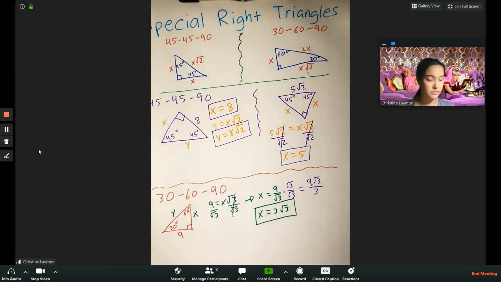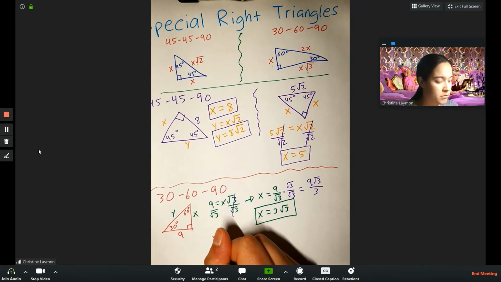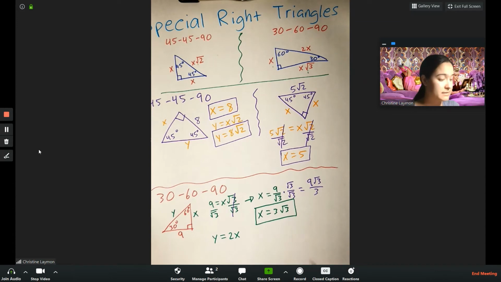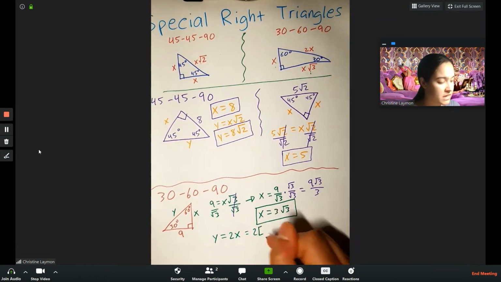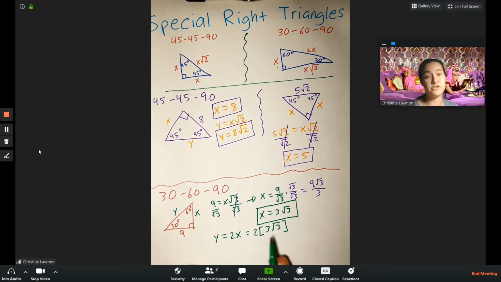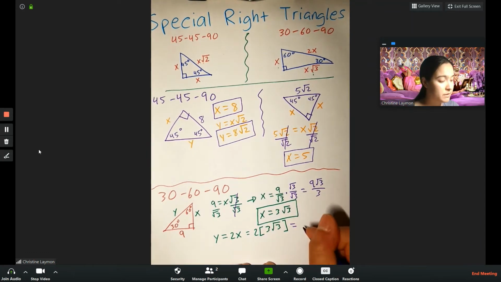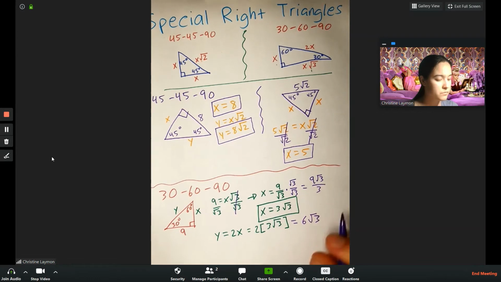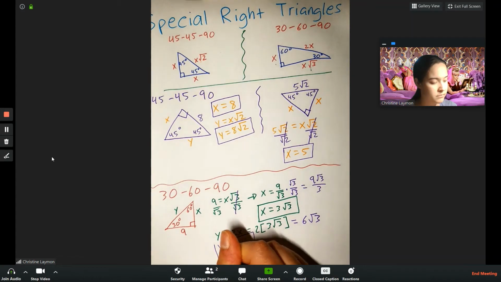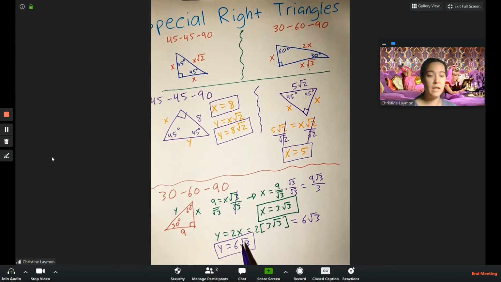Y is the hypotenuse. In terms of patterns, remember that y equals 2x. And we just found x. This is 2 times 3 root 3. That's just another way of saying multiplication. Just brackets, parentheses, whatever you want to use. When I do this, I'm just going to multiply together the two numbers on the outside. 2 times 3 gets me 6. So I'm going to be left with 6 root 3. So y equals 6 root 3. So those are my two answers, x and y.